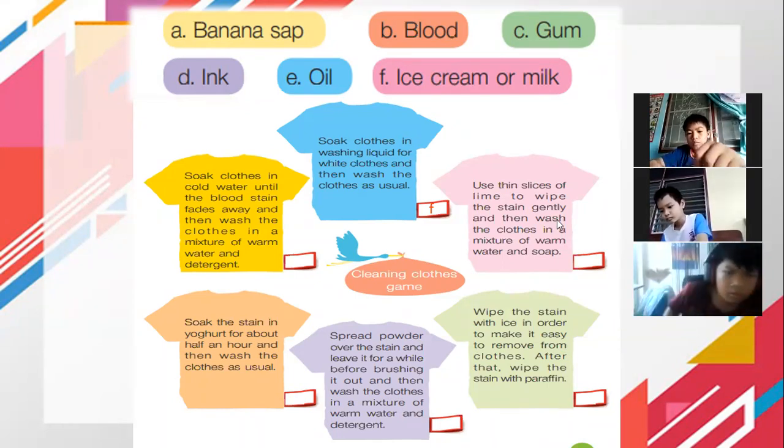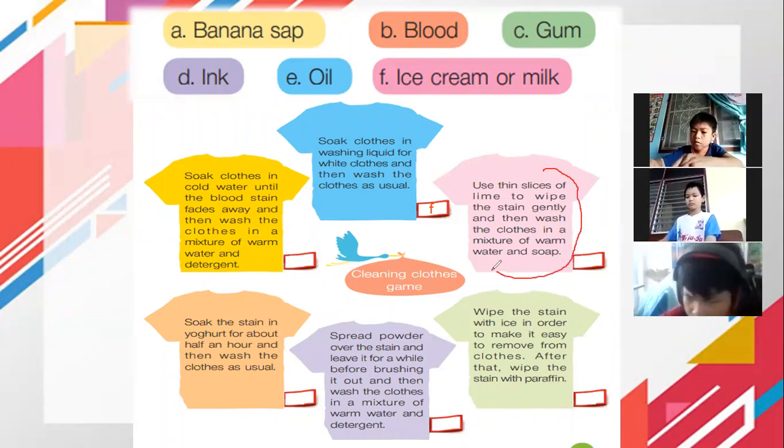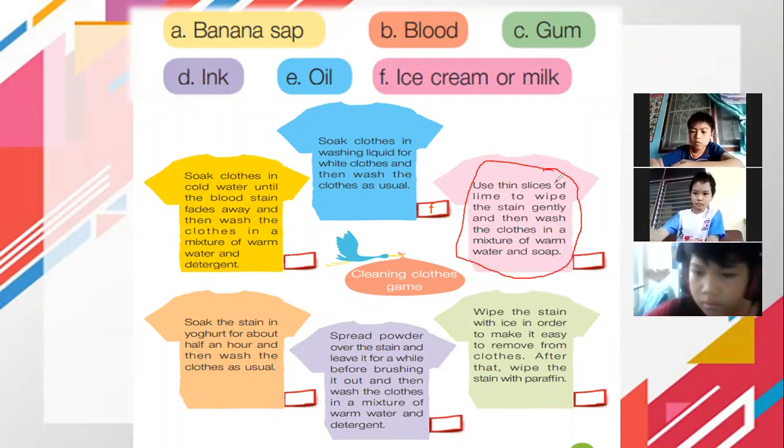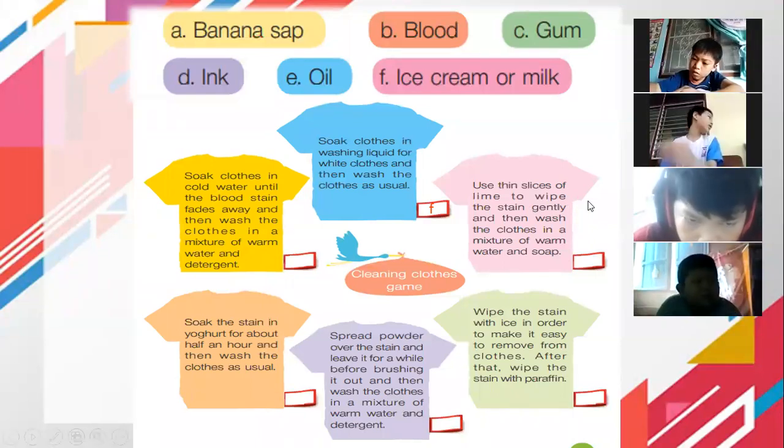Students, can you tell me what color that is? Pink, yeah. This one. Pink. I think it's banana sap. Exactly, banana sap. That is the correct answer. So banana sap you can clean with this method.